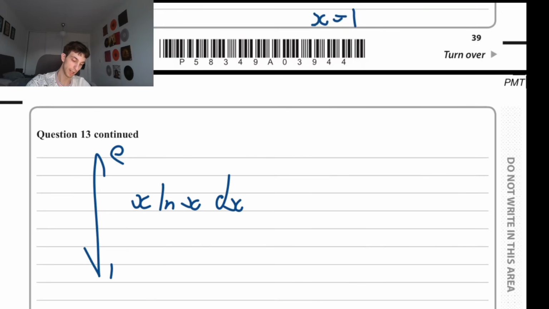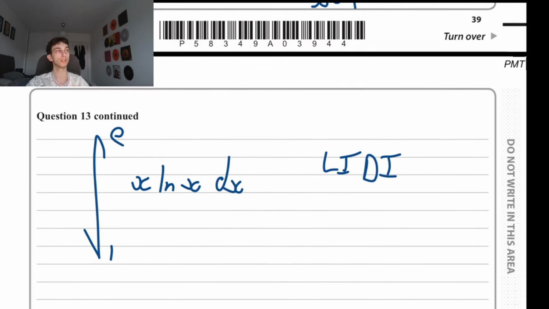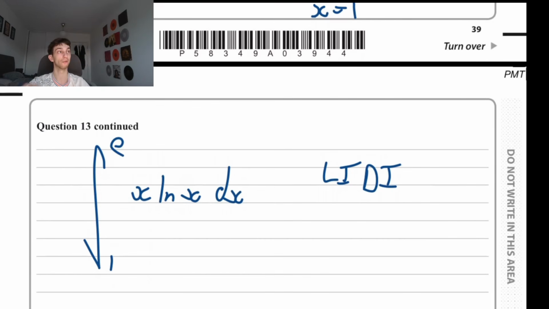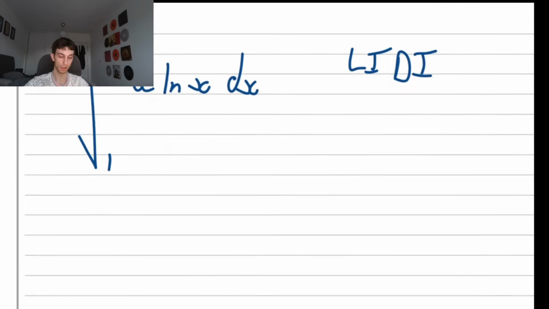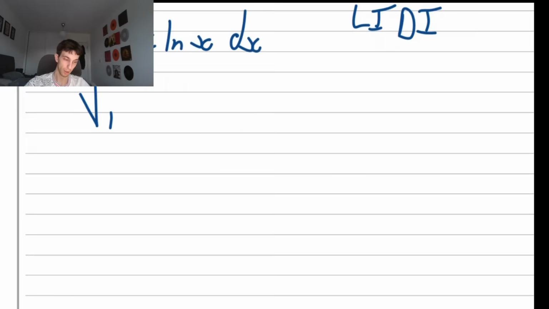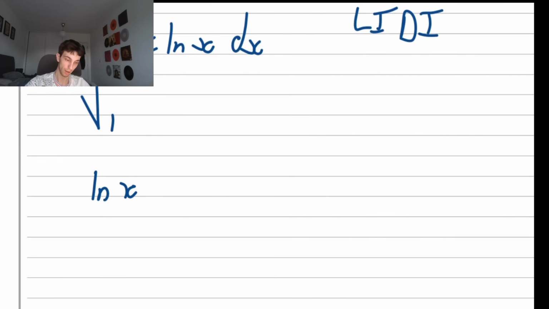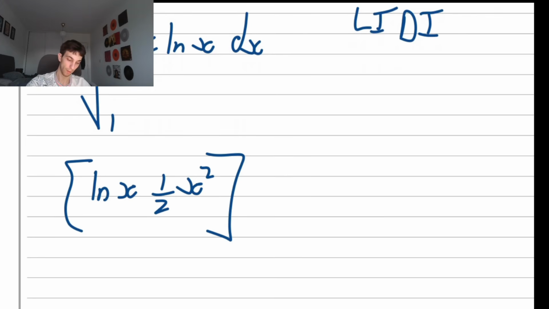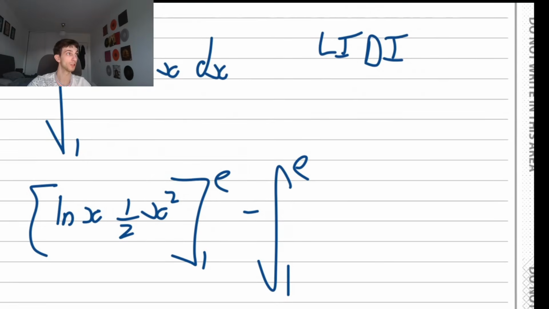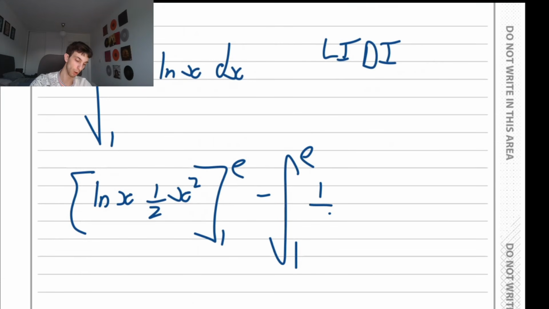integrating with respect to x, and we're going to use integration by parts, or the faster way. Remember, we can't integrate the natural log of x, so we're going to leave ln x and differentiate it. Remember, LIDI: leave, integrate, differentiate, integrate. It's just a faster way than writing u's and v's. So we leave ln x, then we integrate x, which gives a half x squared, with limits of e and 1. We take away the definite integral, upper limit e, lower limit 1, of differentiating ln x, which is 1 over x, multiplied by a half x squared, integrating that with respect to x.